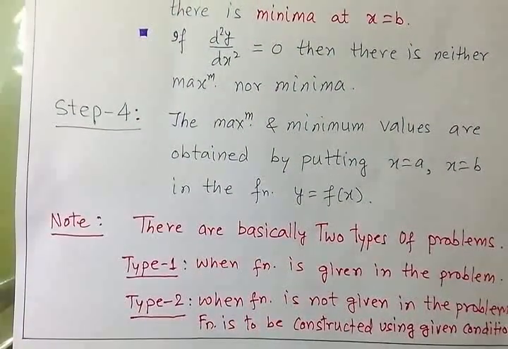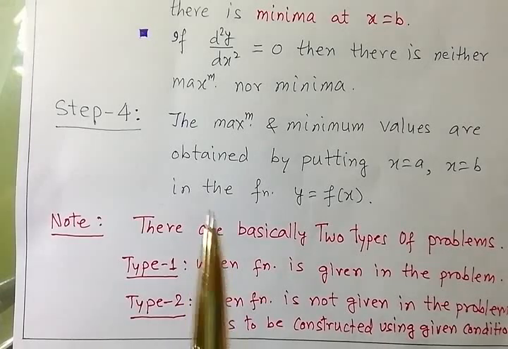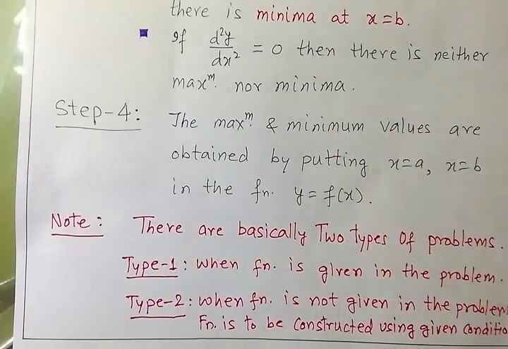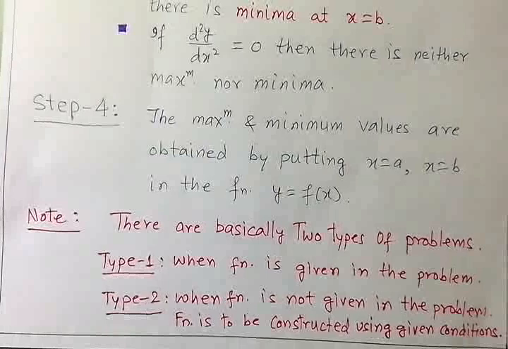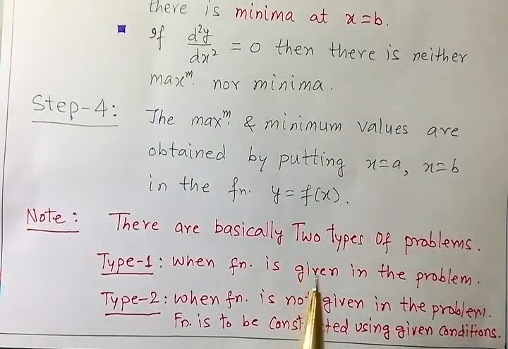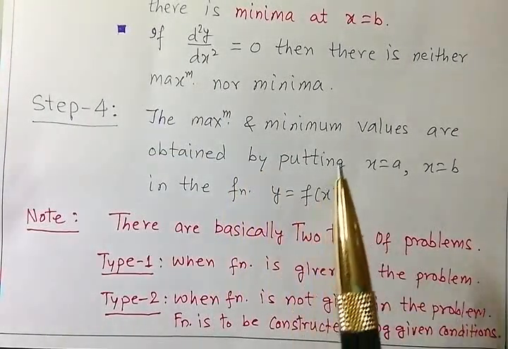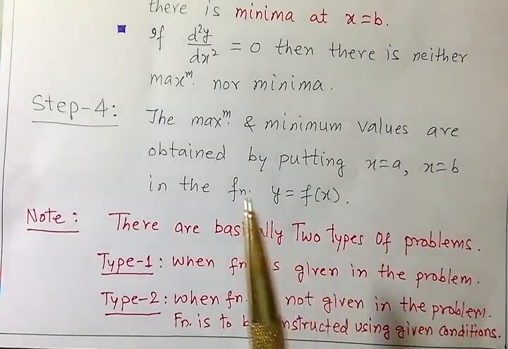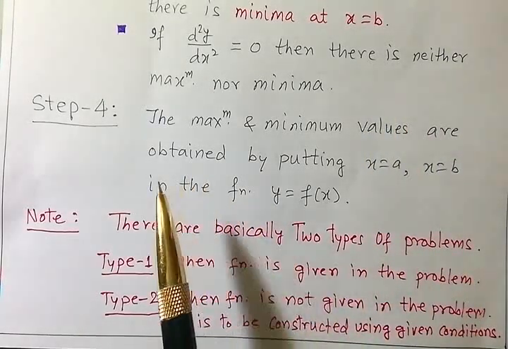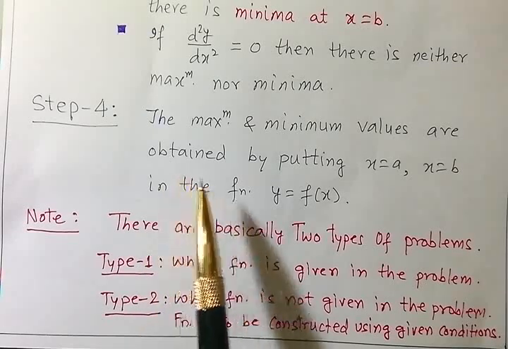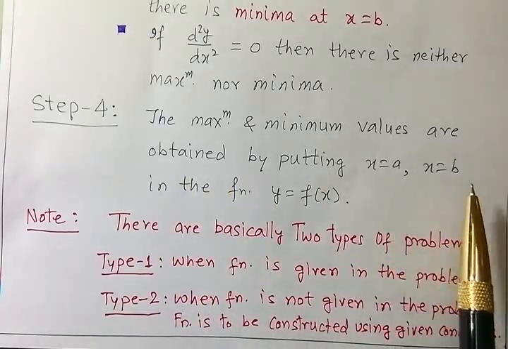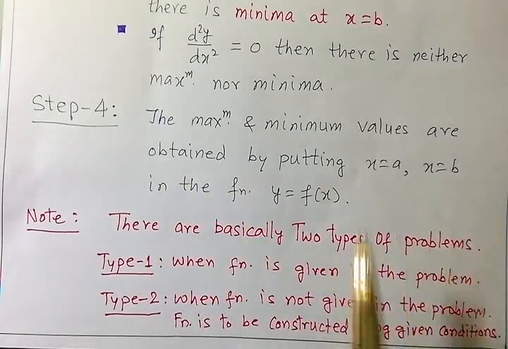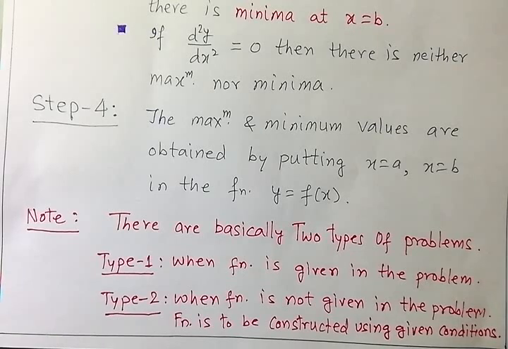Now, moving to step 4, find the maximum and minimum values of the function. How do we find that ordinate? The length of the ordinate is the value of the function. But mathematically, how do we calculate it? By substituting x is equal to a and x is equal to b in the given function. The value we get is called the maximum and minimum value.